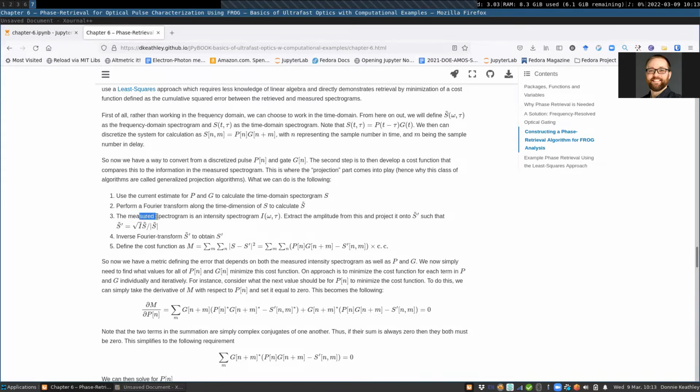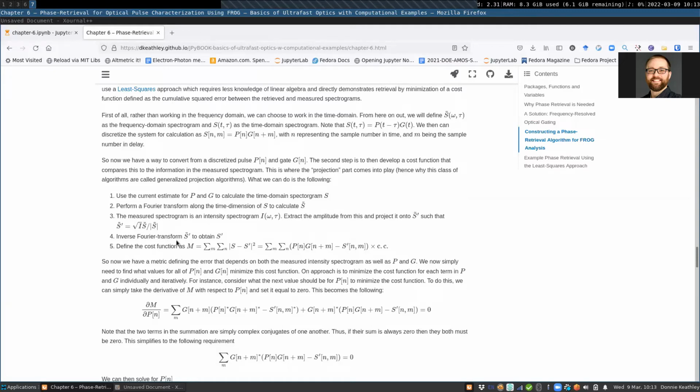Step number 3 is we're going to take the measured intensity spectrogram, extract the amplitude from that and project it onto S, such that we get this new spectrum S prime. What is it defined as? S prime is the square root of our measured intensity spectrogram times the calculated S divided by its own amplitude. So what is that doing? It's basically projecting the phase from our guess onto the intensity amplitudes from our measured spectrogram.